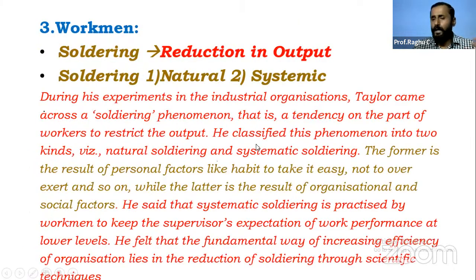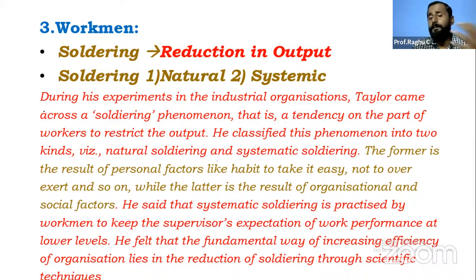Coming to the workers, from the workers' point of view, there was also what is known as soldiering. What is soldiering? Soldiering simply means reduction of output. There are two ways of soldiering. One is natural and another is systematic. Natural is with respect to personal reasons: the habit of taking it easy, not to overexert. Say, for example, our students have already paid. Why should I try too hard? Let me just go and tell whatever I want, because somehow I will be getting paid. So this was the kind of mentality.